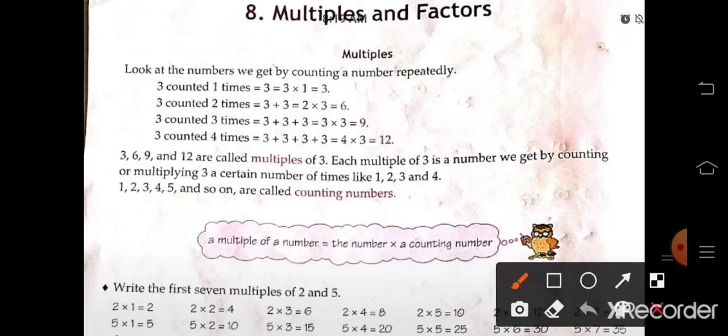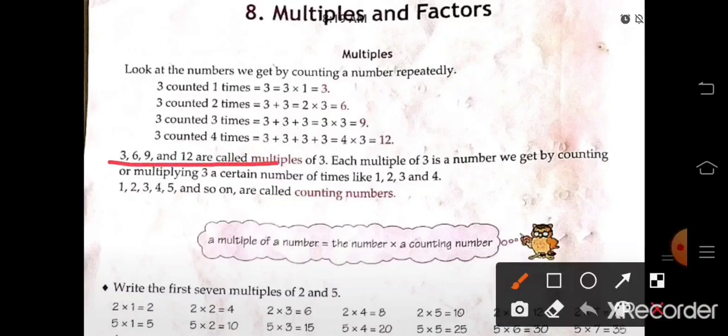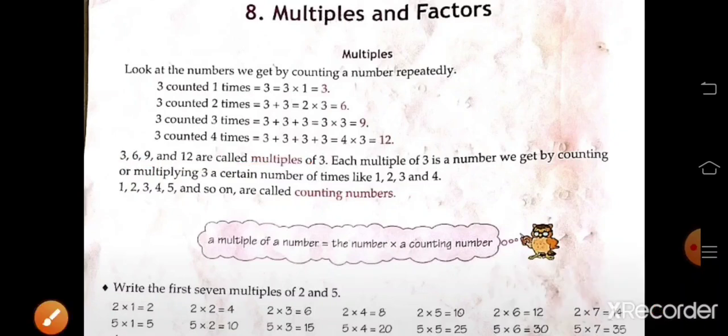So what are multiples? Look at the numbers we get by counting a number respectively. 3 counted 1 time, 3 ones are 3. 3 counted 2 times, 3 plus 3, 3 twos are 6. 3 counted 3 times, 3 threes are 9, and 3 counted 4 times, 3 fours are 12. So 3, 6, 9 and 12 are called multiples of 3.